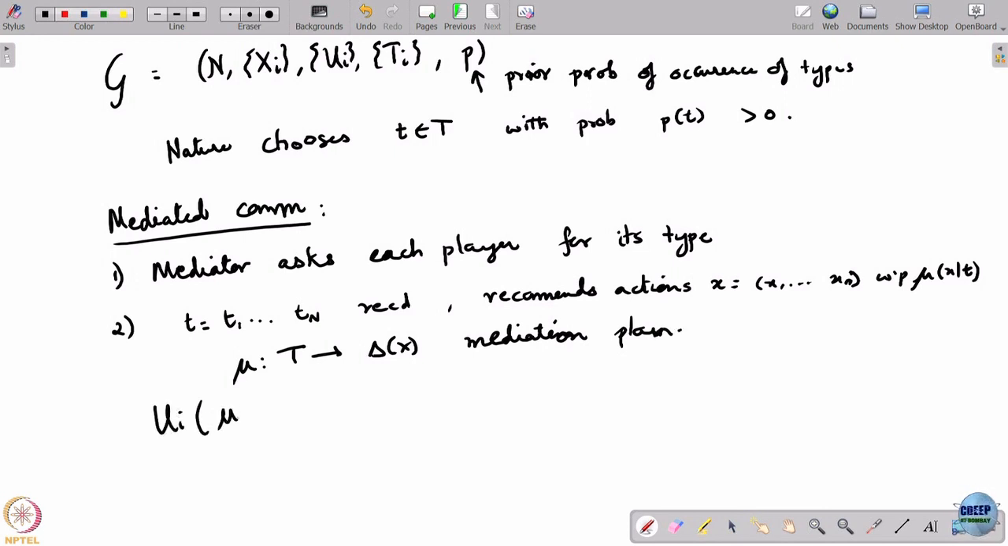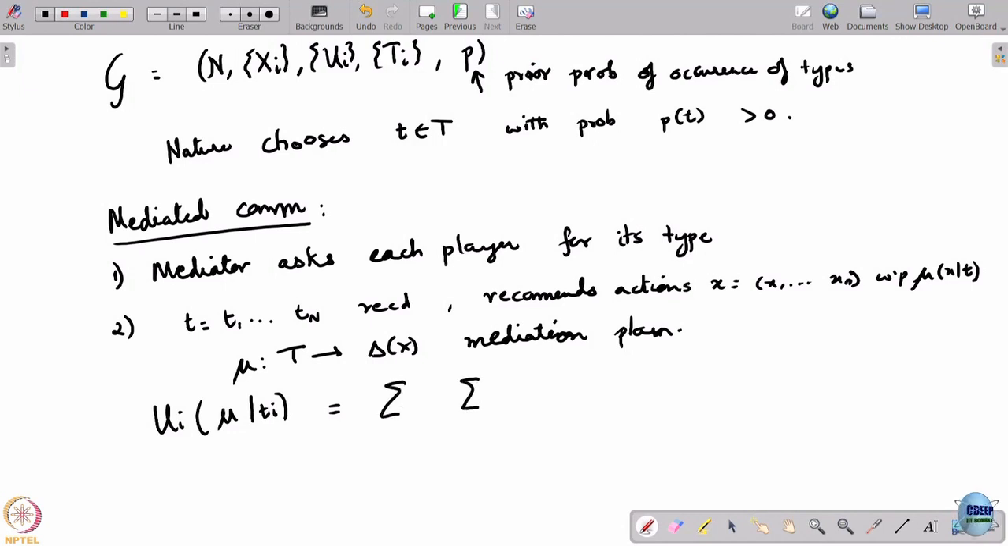Now, what is the payoff that a player i would get when his true type is ti and the mediation plan mu has been chosen? What would be this payoff? Can you help me write this out? So, an action profile x has been chosen with probability mu of x given t. Now, player i will get a payoff ui of x given t from that when the true type profile is t, right? The type profile of all players is t, but he only knows his own type, which is ti.